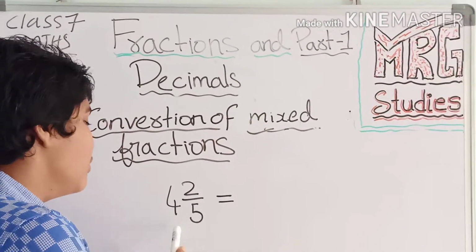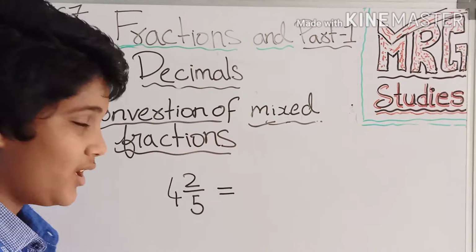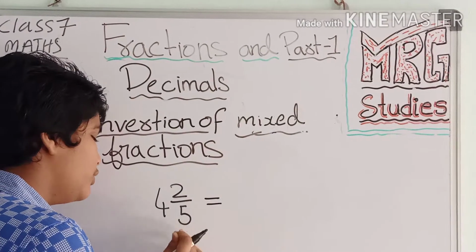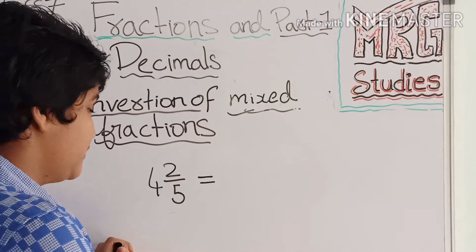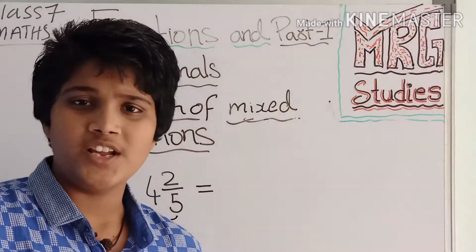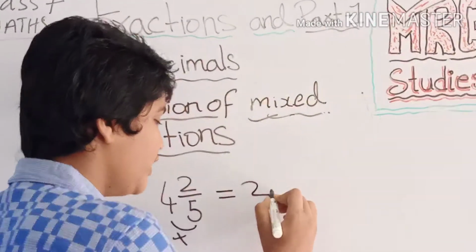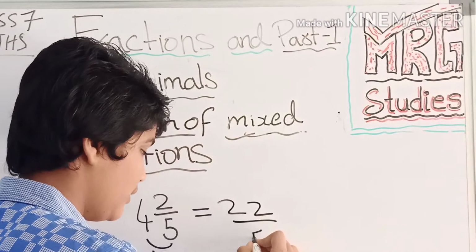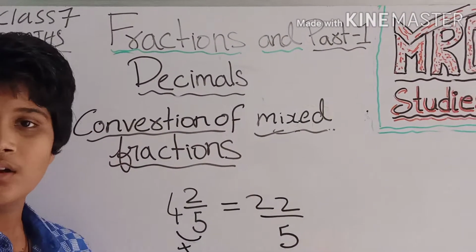For example, 4 2 by 5 is there. Like the first example, we should do it like this. First we should multiply the whole number by the denominator. See here, the multiplication we did: 4 fives are 20. Now 20 plus 2 is 22. 22 by 5. See, we got the improper fraction.